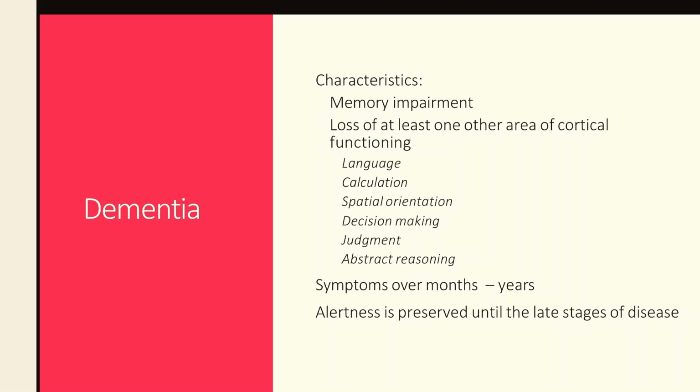And they may lose one other area of cortical functioning: language, calculation, spatial orientation, decision-making, judgment, abstract reasoning. These are all things that you've learned or will be learning how to do on a mini mental status exam. What do you do right now that you know about on your head-to-toe exam with a neuro checklist? What do you ask them? Alert and oriented times 3. So do they know where they are? But what about memory? What do we do? 3 words, right? Cap, car, tree. I'll ask you again in like 5-10 minutes. That's testing memory impairment.